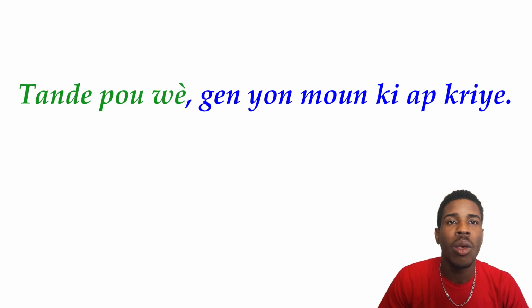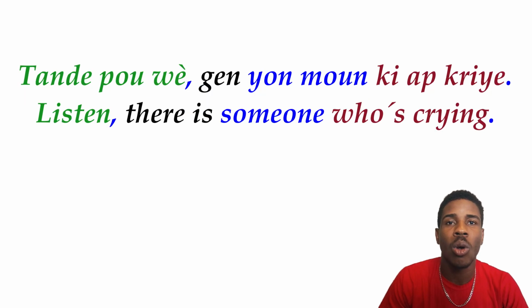Another example. Tande pou w wè, gen yon moun ki ap kriye. In this sentence, we have tande pou w wè. It literally means listen to see, but it's used to ask someone to pay close attention while listening. So it means listen, there's someone crying.